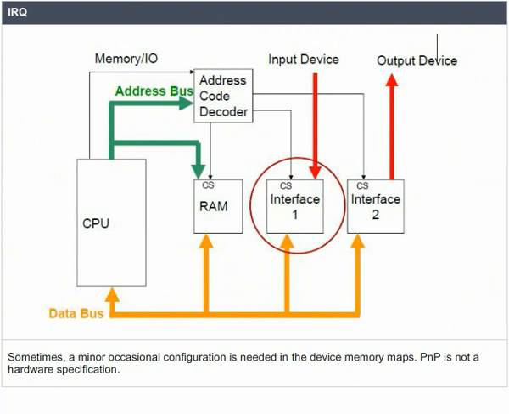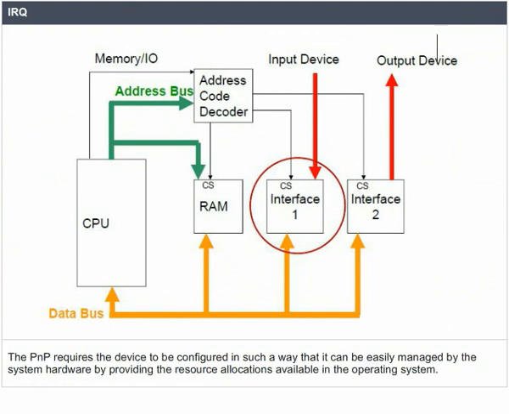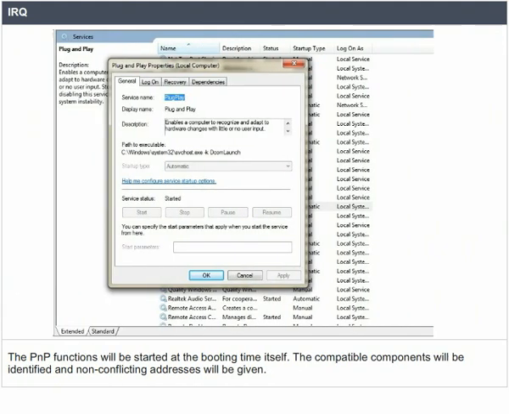PNP is not a hardware specification. PNP requires the device to be configured in such a way that it can be easily managed by the system hardware by providing the resource allocations available in the operating system. PNP functions will be started at the booting time itself. The compatible components will be identified and non-conflicting addresses will be given.